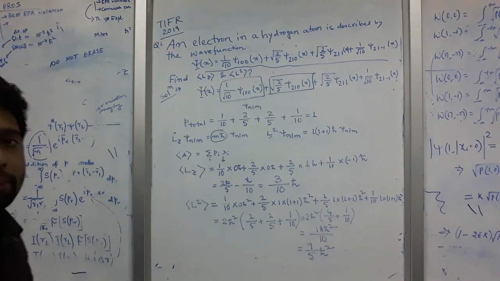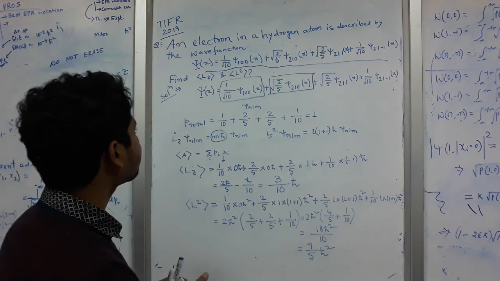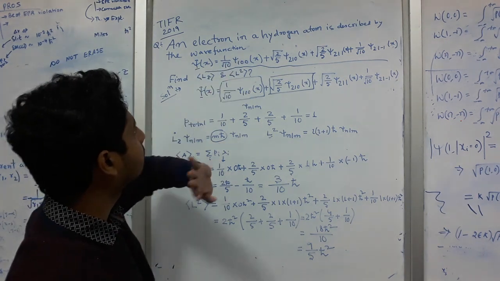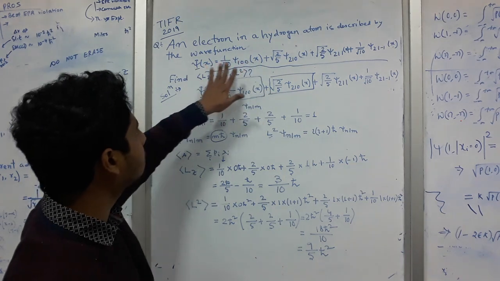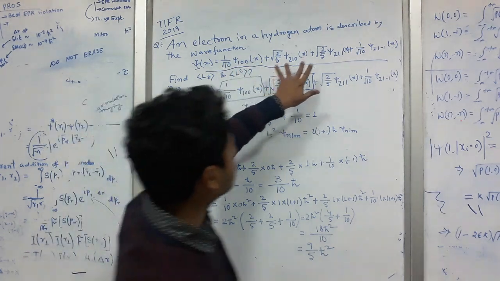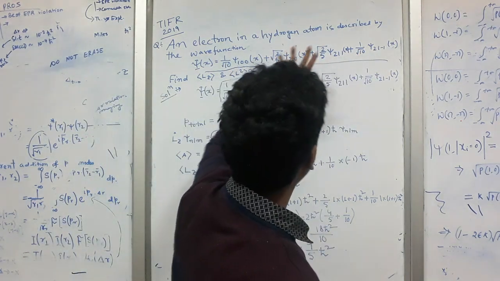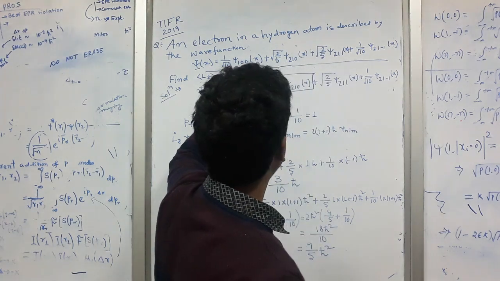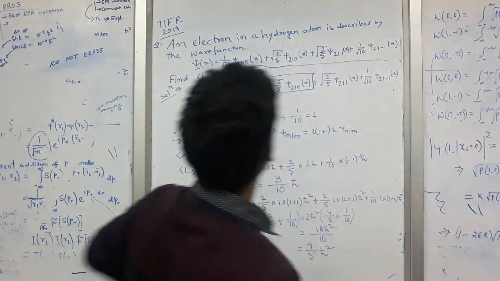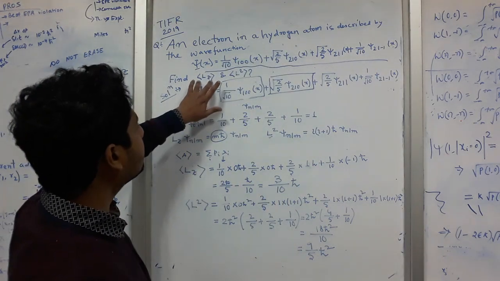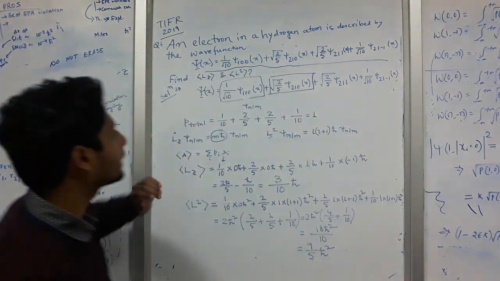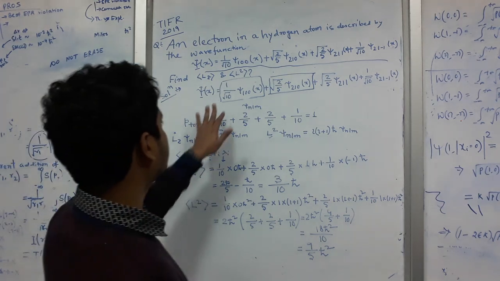So I'll go through this problem again for clarification. The problem states that this is the wave function for an electron in a hydrogen atom, which is basically a superposition of different states of the electron in the hydrogen atom. You can see 1 0 0 is the ground state, then the first excited state. So it's a superposition of all these things. We need to find Lz and L square expectation value. So I just wrote this wave function again, just for your convenience.